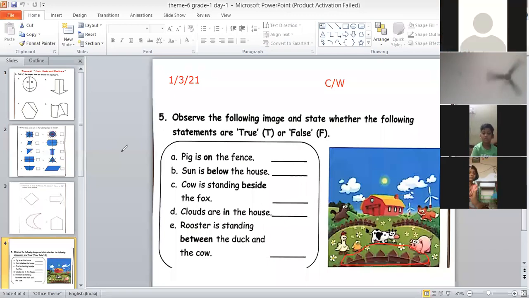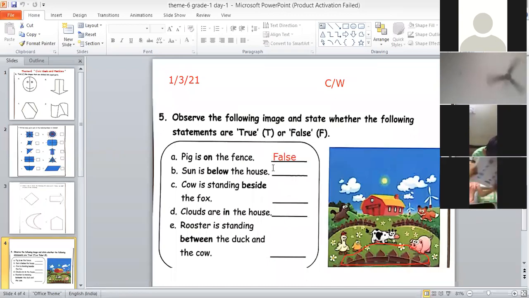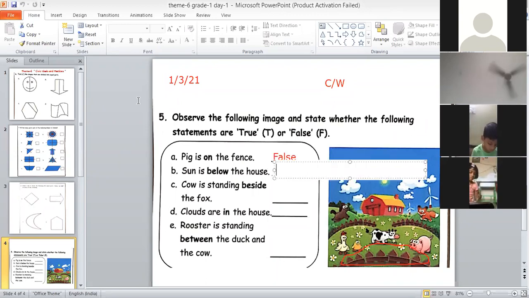So this statement will be false, children, because that pig is not on the fence. So you will write here the spelling of false, F-A-L-S-E. You can make this F capital. So the first statement will be false.